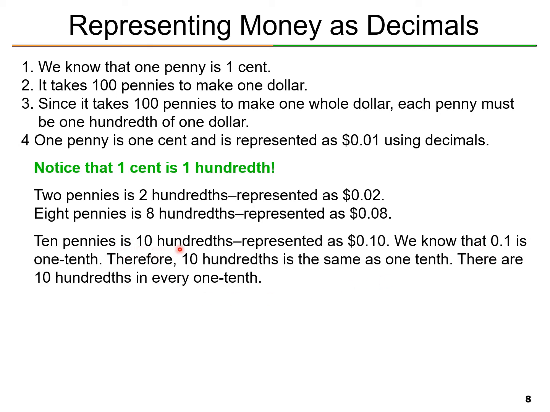10 pennies is 10/100ths, represented as $0.10. We know that 0.1 is 1/10. Therefore, 10/100ths is the same as 1/10. So let me repeat that: 10/100ths is the same as 1/10. There are 10/100ths in every 1/10.